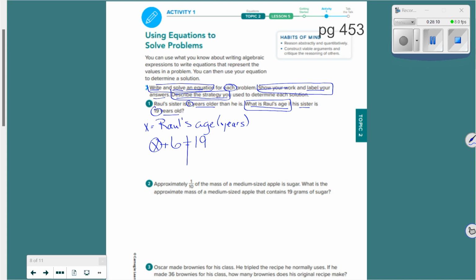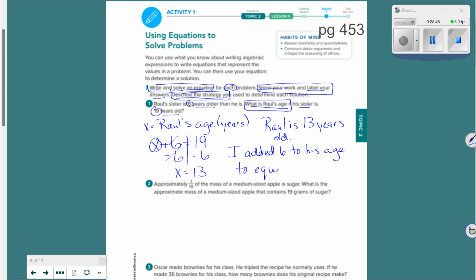Circle my variable, draw my line. What's the opposite of adding 6? Subtracting. Now is where I'm going to subtract. So those are going away. X is 13. So now, show my work and label my answers. I haven't labeled it, so I can now say, Raul is 13 years old. I added 6 to his age to equal his sister's.